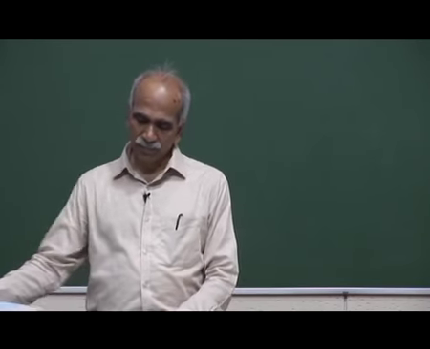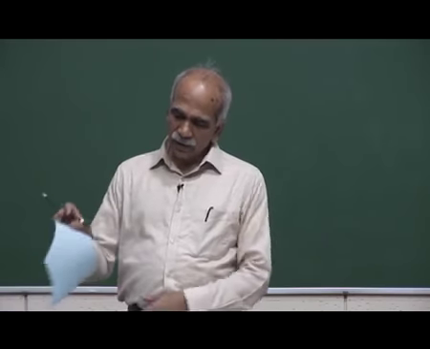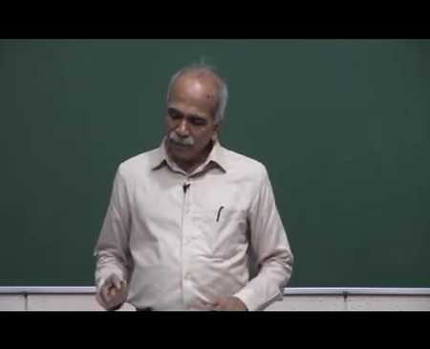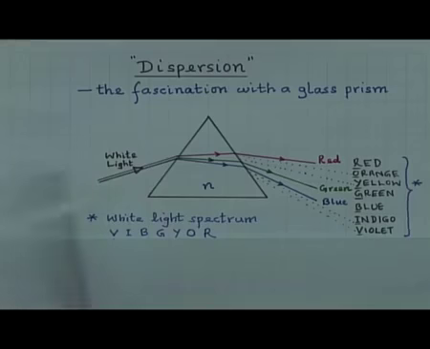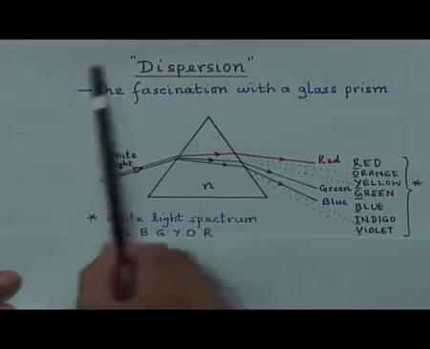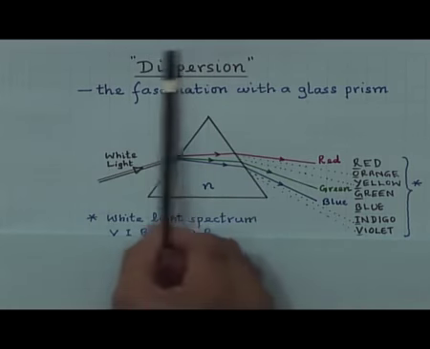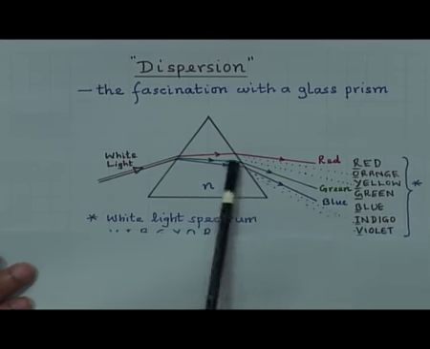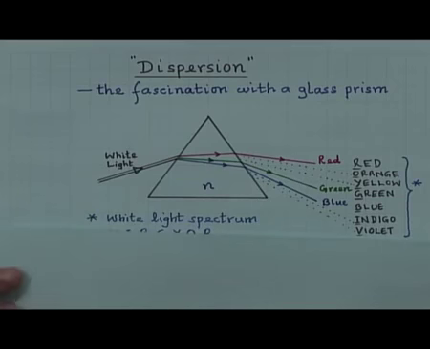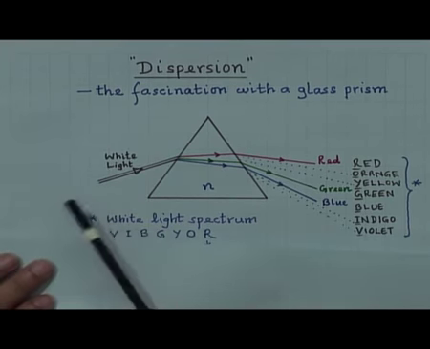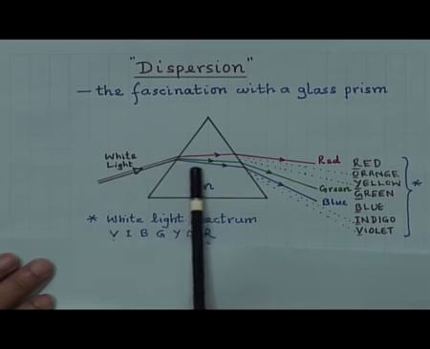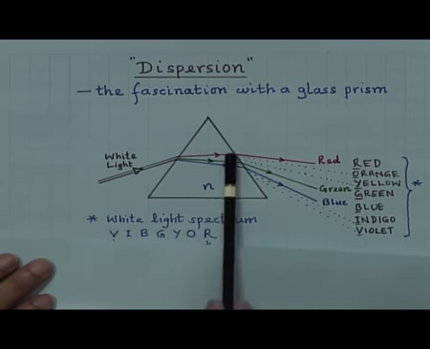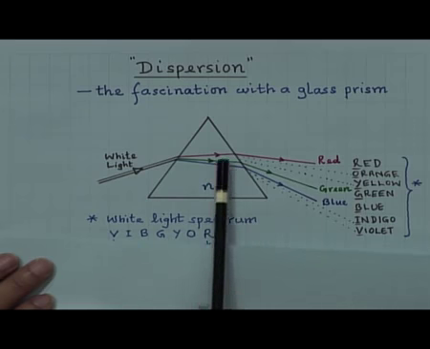Dispersion. It is the fascination with a glass prism. When we think of dispersion, the first impression is that white light incident on a prism disperses into different colors. That is the first impression that we have when we talk of dispersion or when we talk about the prism. What is shown here is incident white light which disperses, that is, spreads out into its component wavelengths.